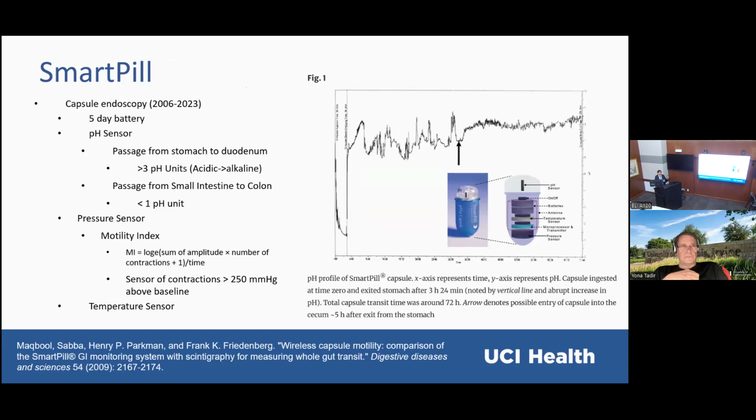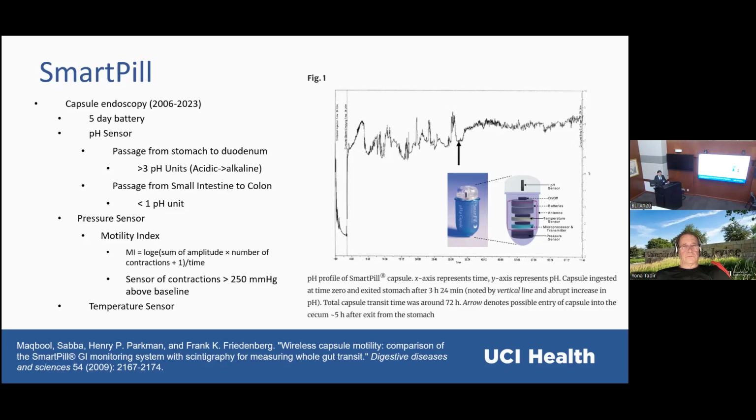And then to measure other areas of the small intestine or the transit time between the small intestine and the colon for emptying, we used to have this smart pill. It was a capsule endoscopy that was taken off the market in 2023, but it gave us some good data. 5-day battery, it had a pH sensor, it had a pressure sensor, and it had a temperature sensor, and it could give us a sense of how quick or how slow things were moving for someone's GI tract.